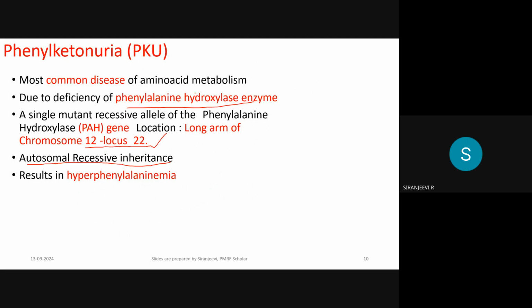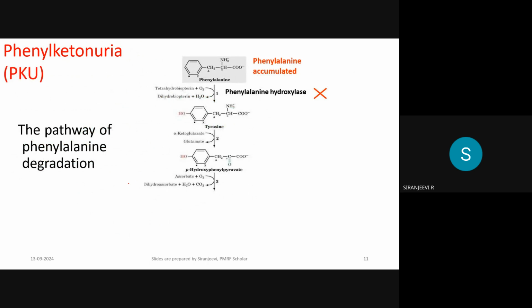We will see what is autosomal recessive inheritance in the body, and this results in hyperphenylalaninemia, or else sometimes it will be excreted in the urine itself. So both the cases happen. So phenylketonuria mostly happens in the case where the phenylalanine hydroxylase is not there in the system. Due to that, the phenylalanine is accumulated in the body and it cannot be converted to tyrosine, and then the downstream products will not be formed in this case.